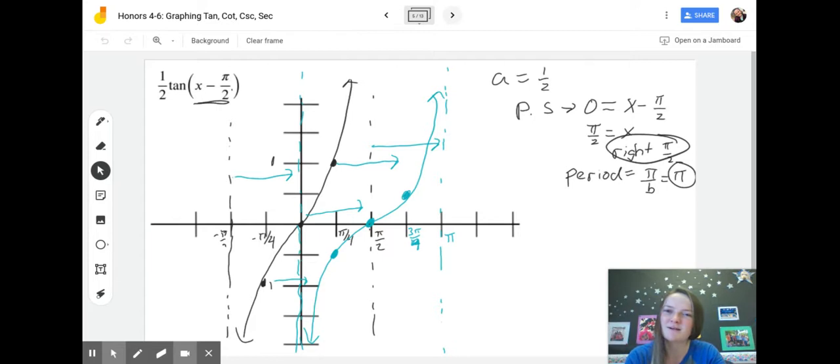Honestly, these problems are going to be pretty straightforward. I'm really not going to do anything quite as crazy as when we did sine and cosine. So if you know how to change the a value and if you know how to do a period shift, it works the exact same way.